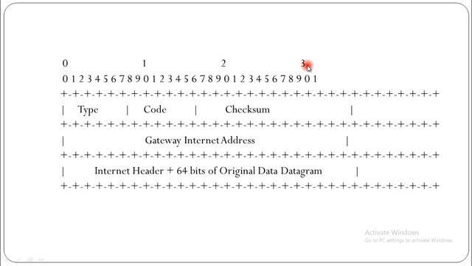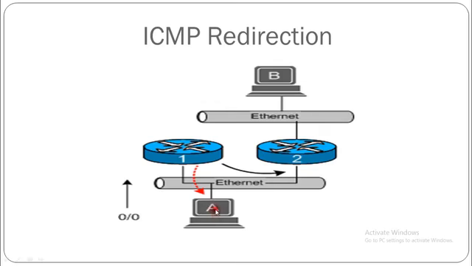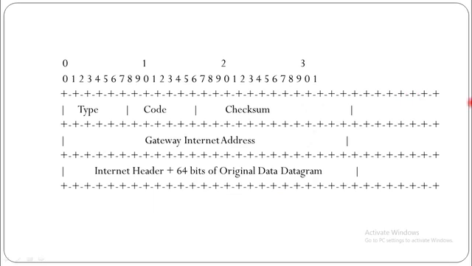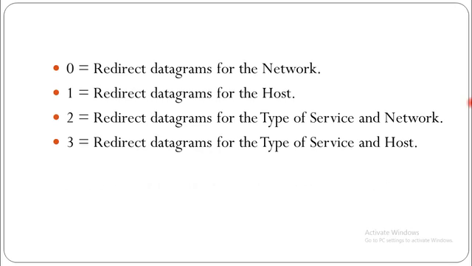Finally, the IP header and the first 8 bytes of the offending packet are included as part of the ICMP data. By offending packets I mean the packets that were redirected back to A, not the original packet. Once the packet is sent out from A, that is not the offending packet, but when it is sent out from 1 back to A, it is the offending packet. And this code field allows the following types of redirect messages to be sent. This is how it looks.